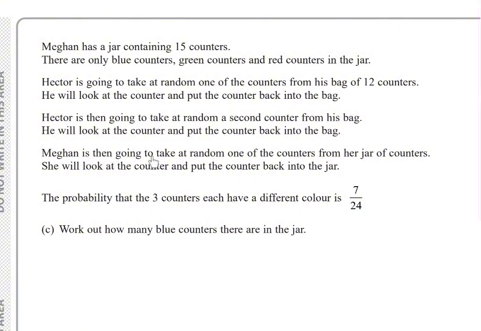Megan is then going to take at random one of the counters from her jar of counters. She will look at the counter and put the counter back into the jar. The probability that the 3 counters each have a different color is 7/24. Work out how many blue counters there are in the jar.